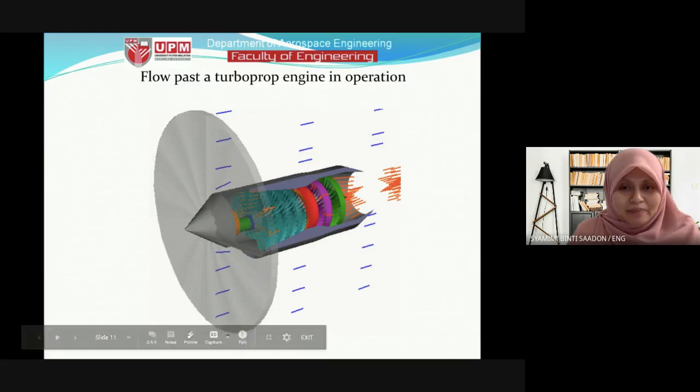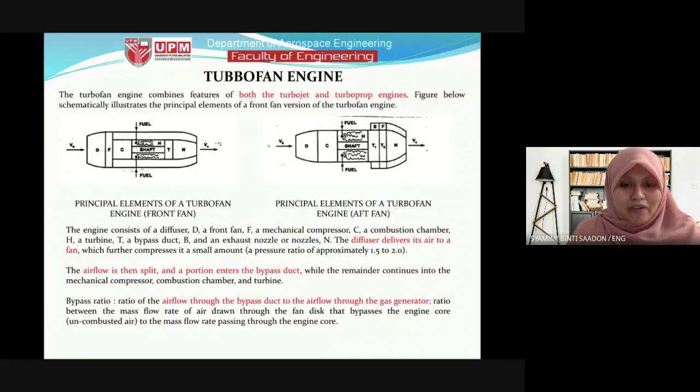Next, turbofan engine. A turbofan engine combines both turbojet and turboprop engines, so it's like turbojet plus turboprop. As we have seen before, we have diffuser, fan, compressor, combustion chamber, turbine, and bypass duct. Don't forget the bypass duct that I mentioned just now, to increase air intake.